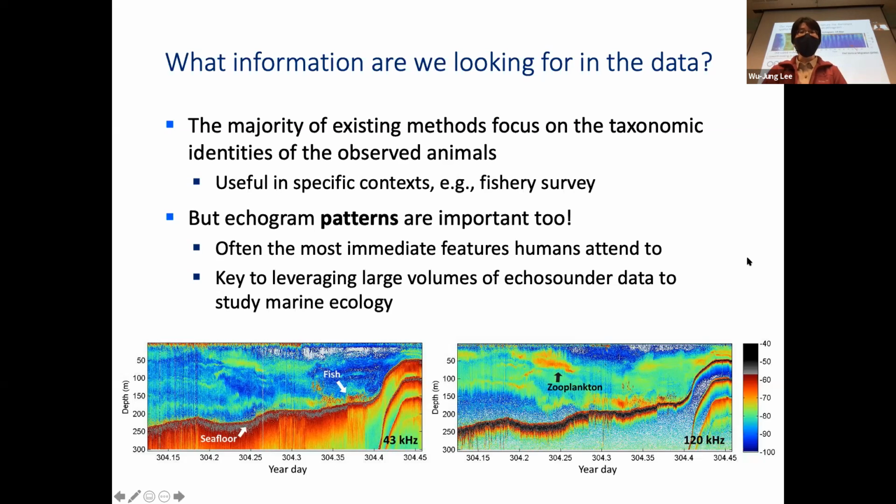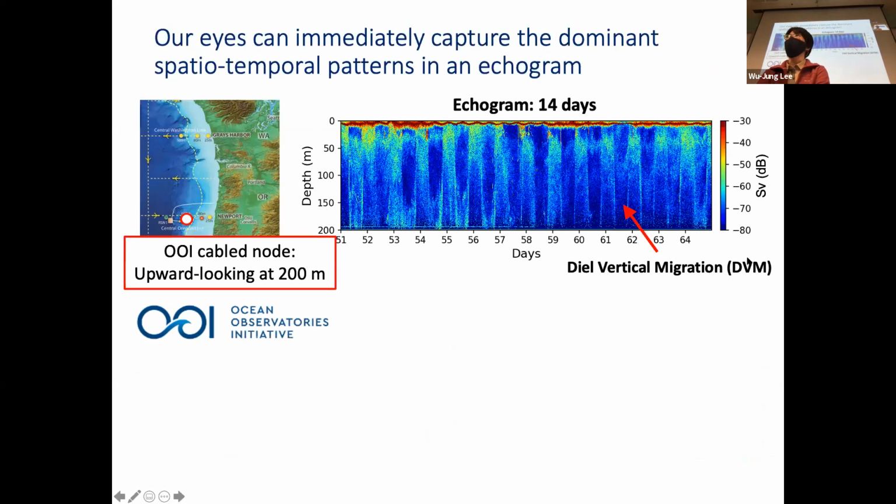To give more concrete examples of what I mean by patterns and what we attend to, here I'm showing you another echogram, right? In this particular case, again, the vertical axis is depth, the horizontal axis is time. So here you are looking at echosounder data collected by an upward-looking cabled echosounder that is off the coast of Oregon. And this is part of the OOI, or Ocean Observatories Initiative, that is installed in our region. And APL and the School of Oceanography operate the cable array of the OOI.